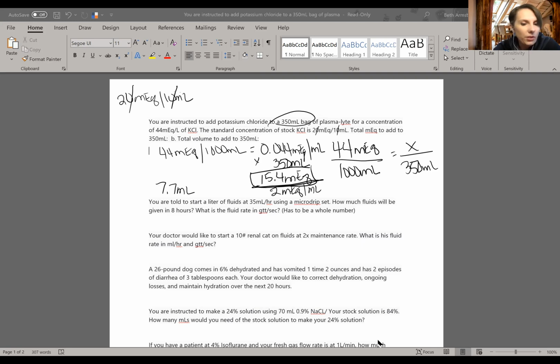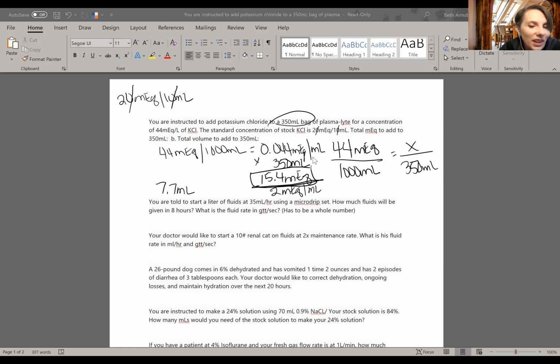So what's important to also know? We divided by 1,000 here because of 44 milliequivalents per liter. We were taking that liter and solving for what it would be if we were looking at 1 milliequivalent per mL for a bag. Since a liter is 1,000 mLs, we took 44 divided by 1,000 mLs to get what it was for 1 mL.